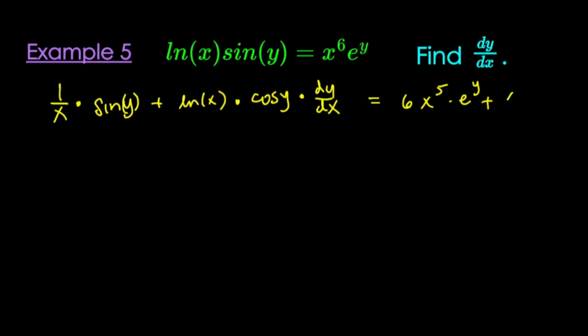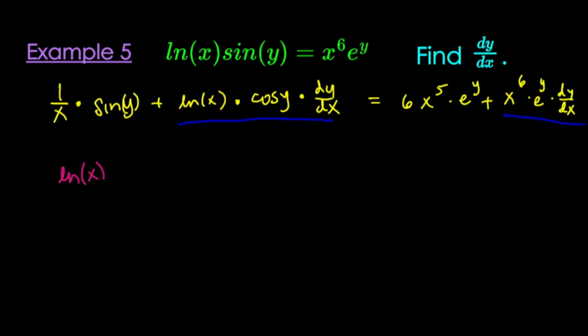Plus, this time we'll leave x to the 6th alone, and we'll multiply by the derivative of e to the y. If you haven't seen that for a minute, you might remember that the derivative of e to the something is still e to the something times the derivative of that exponent. So we'll have e to the y times the derivative of y, which is dy dx. Underlining the terms that have dy dx, here's one, here's the other. Those are the ones that we want to have on the same side.